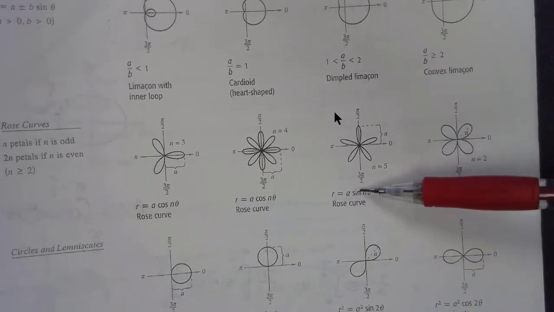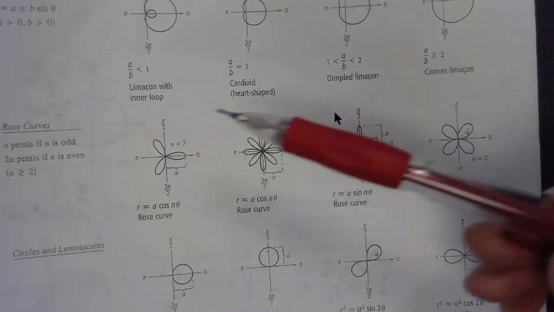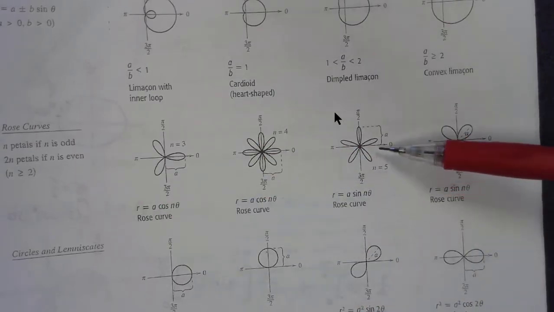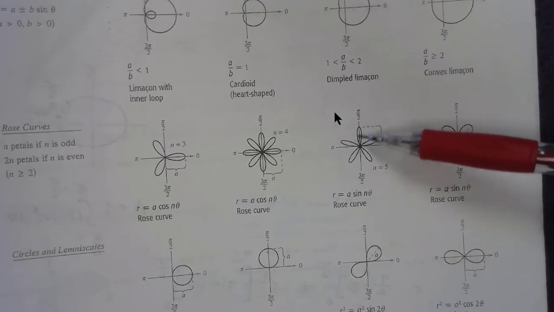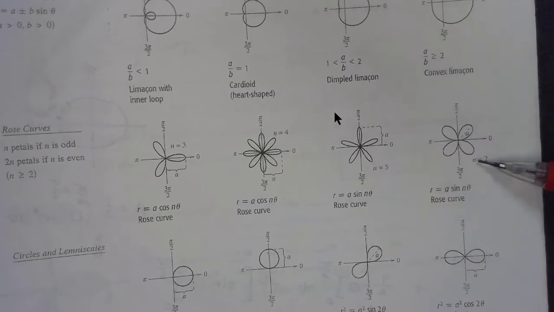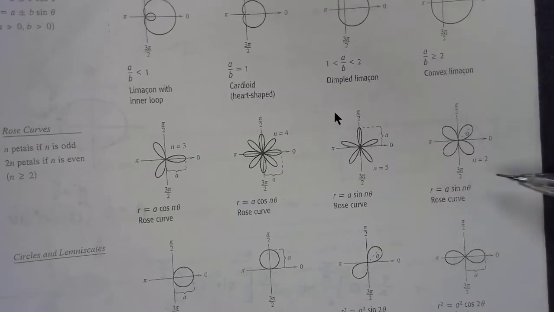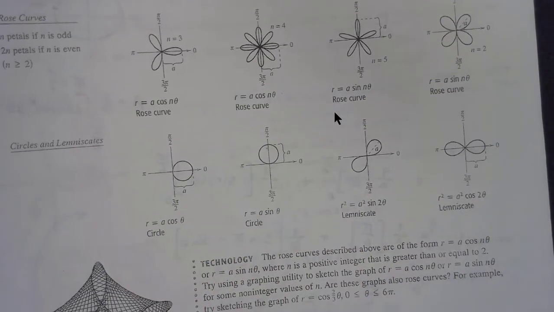Here is a sine n theta where n is odd. We're going to have n petals. If n is odd, notice that for sine, it will reflect across the pi over 2 radial arm. In this one, again, they do interesting things because of the angles. And then these are circles and lemniscates.